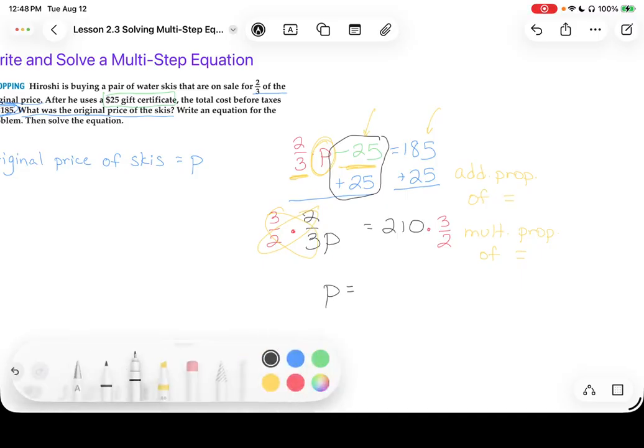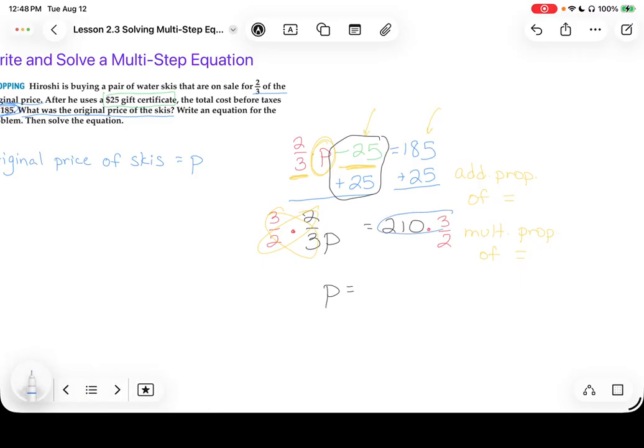And over here, 210 times 3/2, there's a couple of ways you can do this. You can do 210 times 3 and then divide by 2. Or you can do 210 divided by 2 and then multiply by 3. Doesn't really matter which way you do it. I'm going to do it the first way. 210 times 3 is 620. No, I'm sorry, 630. 630 over 2. And then 630 divided by 2 is 315.